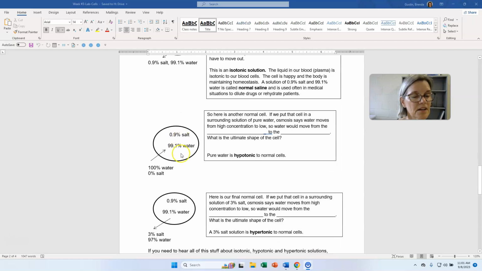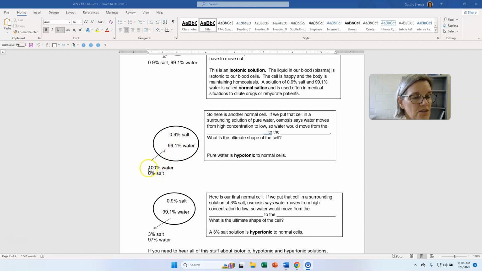If we look over here, here's our same cell, 0.9% salt, 99.1% water. Now if we take that cell and we put it in 100% water and 0% salt, osmosis says water moves from high concentration to low. So here the 100% water is going to move into the cell. Now remember that human cells do not have cell walls. They don't have barriers on the outside. They do have a plasma membrane or a cell membrane, but they don't have a box on the outside like a cell wall. So water is going to move into the cell.